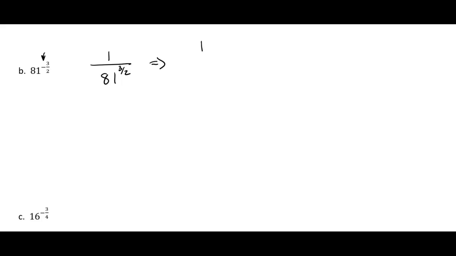So it's going to be 1 over, so the 2 becomes the index, so it's going to be a square root of 81. And then we're going to cube that. Okay, so 1 over, and then I know the square root of 81 is 9. And then I have to know what 9 to the 3rd power is. I'm pretty sure it's 729.